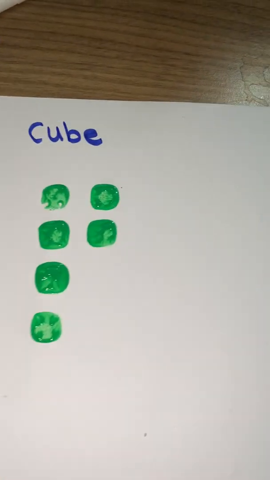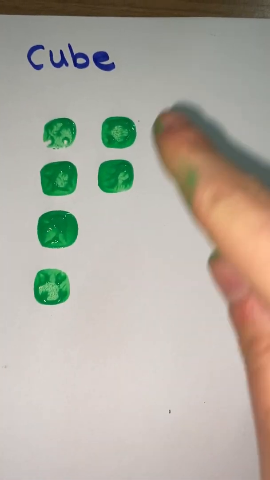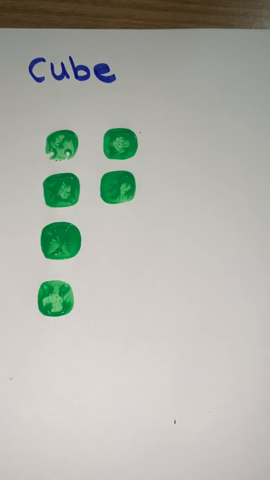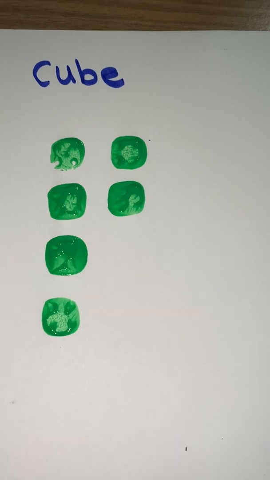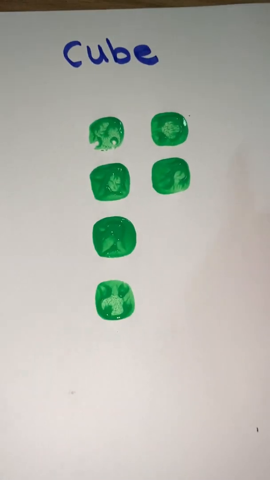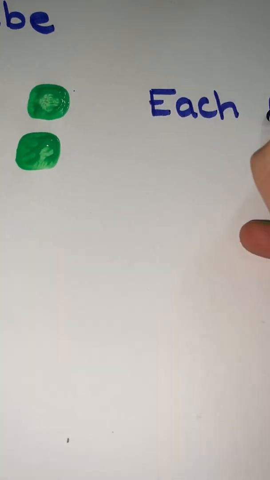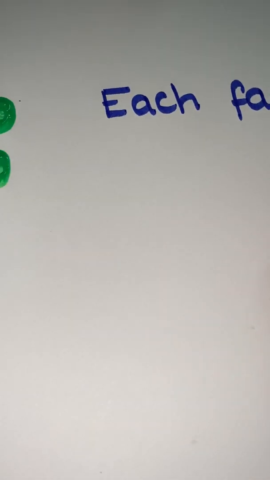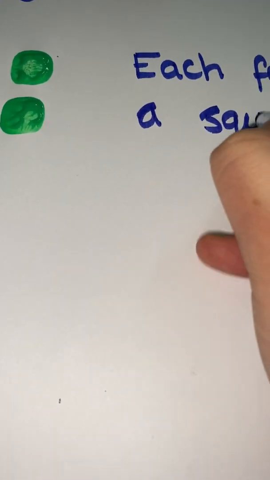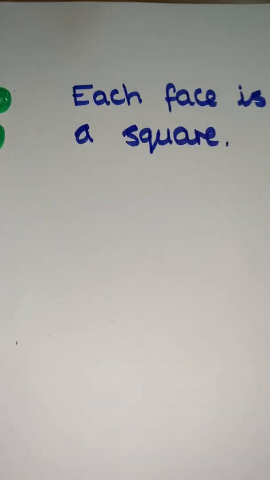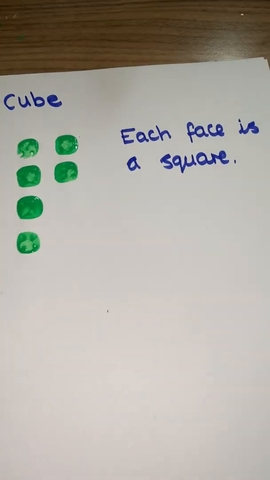there we go. So as you can see, I've done each of the faces on a cube, and we've got 6 faces, and each face is exactly the same shape. What shape are each of the faces? That's right, they're squares. So we could write next to it, each face is a square. There we go. So you're going to be doing that for each of your shapes that you found.